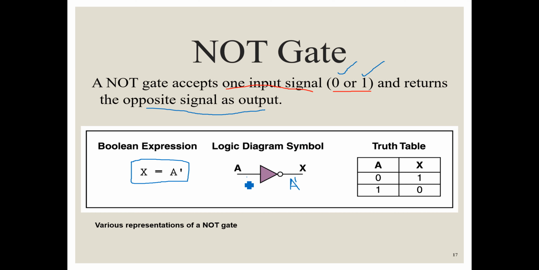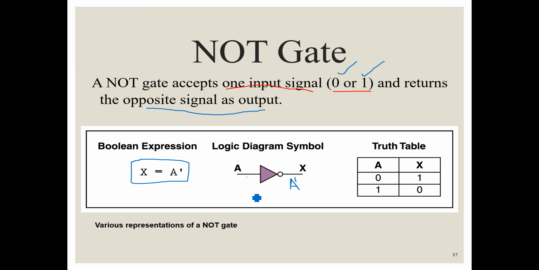So there is only one possibility. That's why if input A is equal to 0, your output X will always be 1. It will be the opposite of that. If input is equal to 1, your output will always be 0. So this is how your NOT gate works.